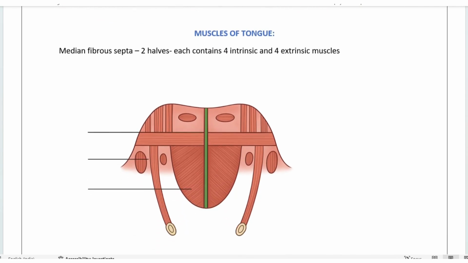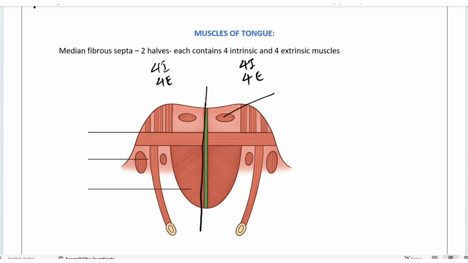we have a median fibrous septa, as you all see in this green color. It divides the tongue into 2 equal halves. So each half will contain 4 intrinsic and 4 extrinsic muscles. 4 intrinsic and 4 extrinsic.